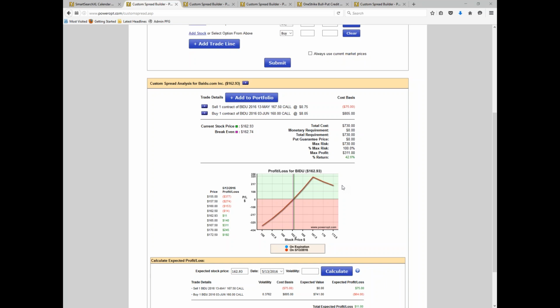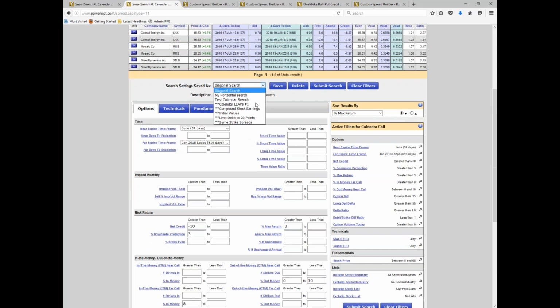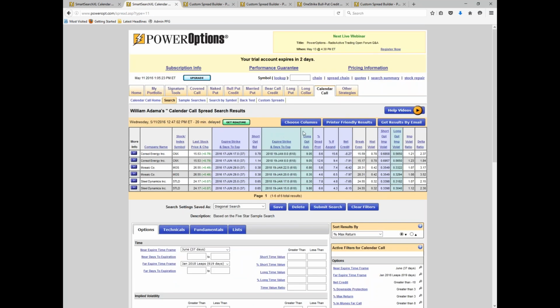Again, I have two or three customers, PowerOptions subscribers, I talk to on a regular basis who are using these calendar spreads. I've talked with them about their criteria, how they're setting it up. They've had mixed results. I've had mixed results, so I'm still looking for a good weekly search for the calendar spreads. And as soon as I develop one that I feel consistently works, you'll have that in the calendar call, and the calendar put is one of the default searches to use as a stepping stone.